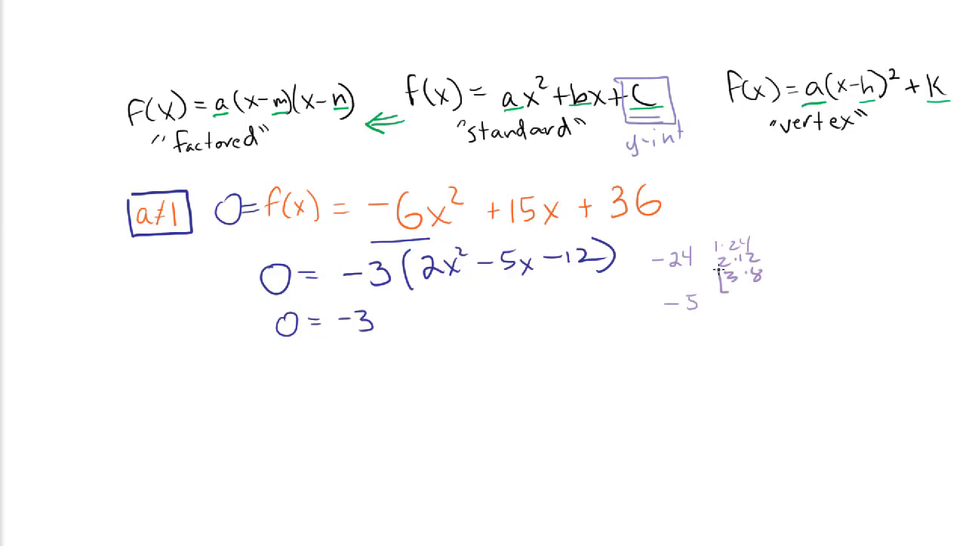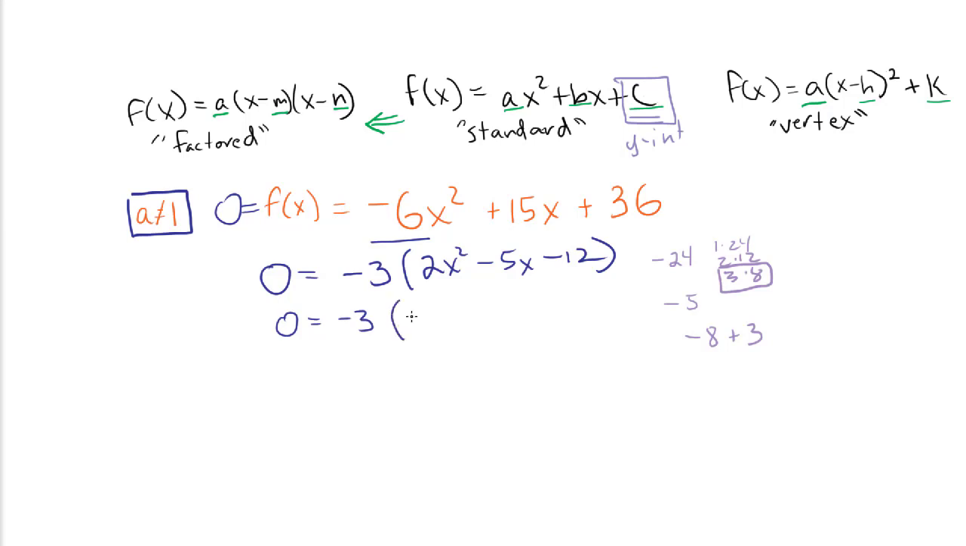I see 3 and 8 have a difference of 5. So I think I can set up these factors. It would be minus 8 and plus 3 will give me minus 5 and multiply out to negative 24. So now I can go ahead and begin my factoring process.